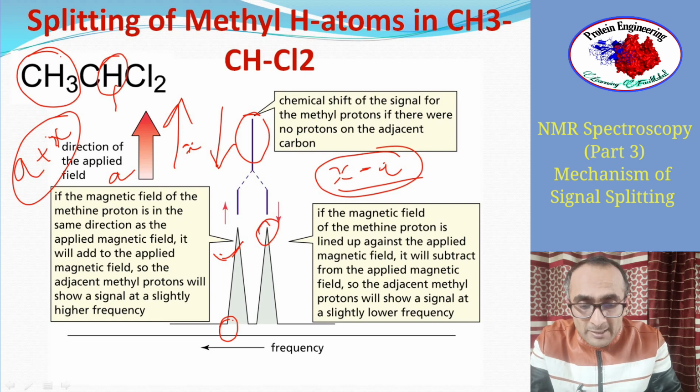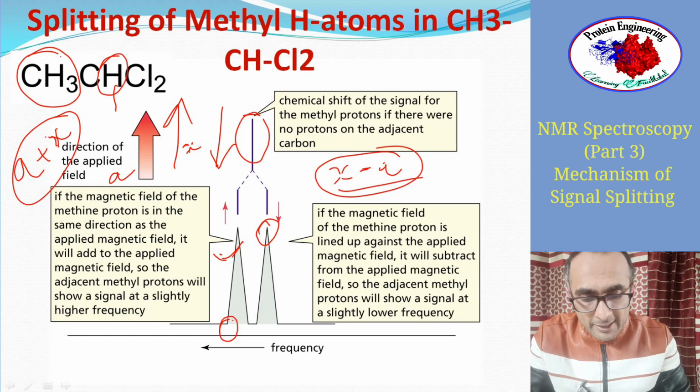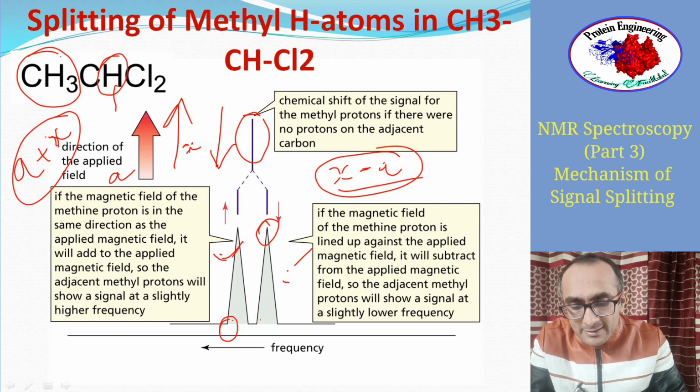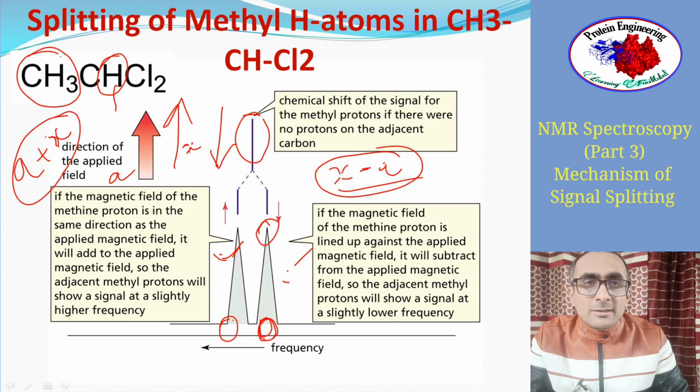So you get two peaks, a doublet, and the reason for the doublet is the alignment of the magnetic moment of the neighboring proton. If the magnetic field of the methine proton is lined up against the applied magnetic field, it will subtract from the applied magnetic field. So the adjacent methyl protons will show a signal at a slightly lower frequency, this one. That's why you will get a doublet in the case of the CH3 protons in this compound.